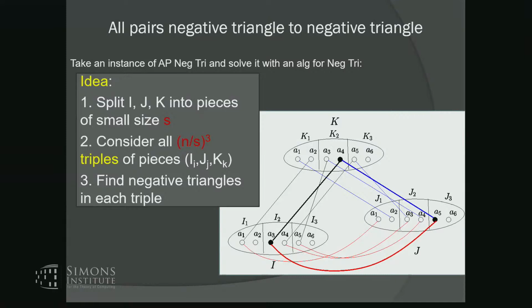So we're going to have to make a bunch of instances of negative triangle because each of them is only going to give us 1 bit. And in the end, we need n squared bits. Okay, so what we're going to do is we're given an instance of all pairs negative triangle. We take this graph and just imagine that we copy the graph 3 times. And I'm going to put an edge between this vertex A1 to A2 if there was an edge from A1 to A2 in the original graph.